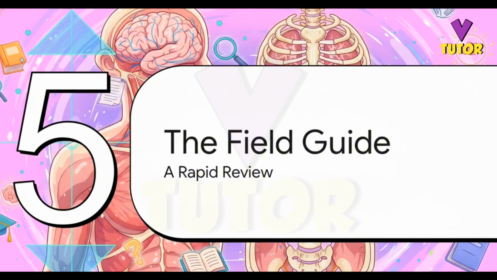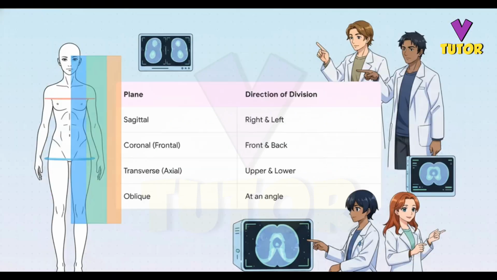Okay, we've covered a lot of ground. We've got our three main planes plus our one extra. So just to make sure this all really sinks in, let's do a super quick review. Let's just break it down one last time. Sagittal cuts, those create right and left parts. Coronal or frontal, that gives you a front and a back. Transverse or axial splits the body into upper and lower sections. And oblique, that's just any other weird angle.